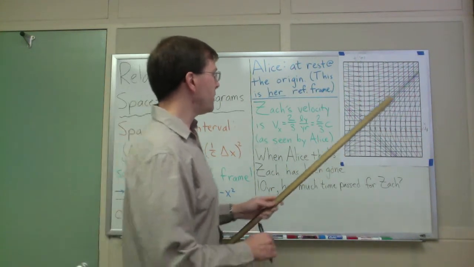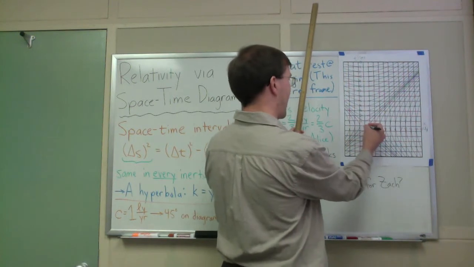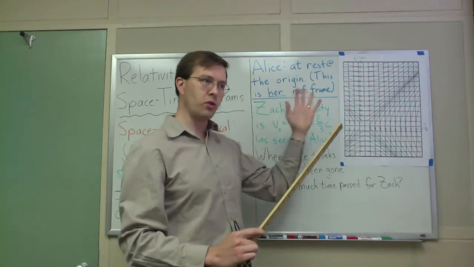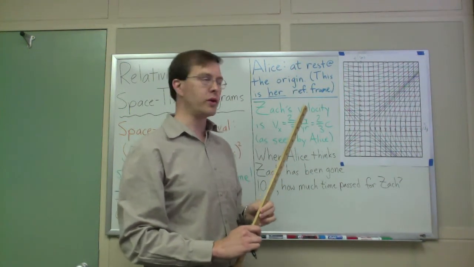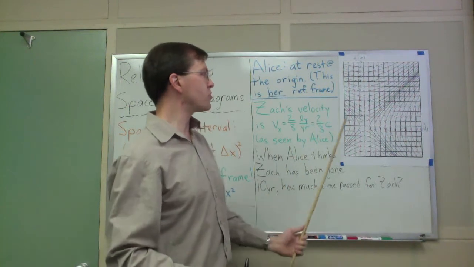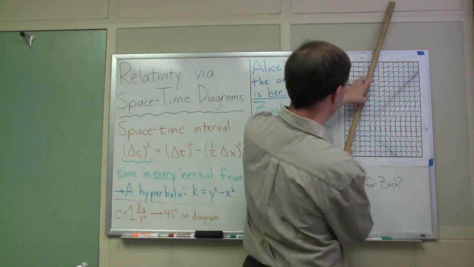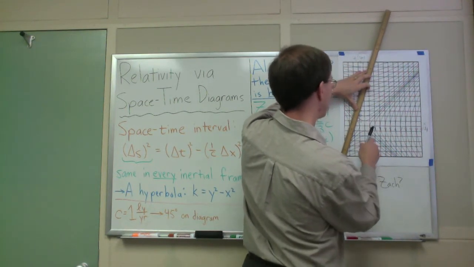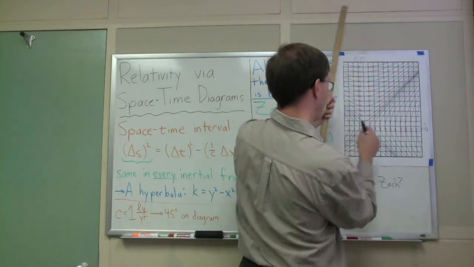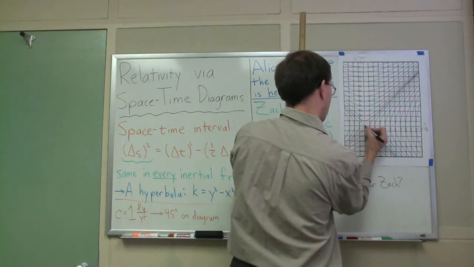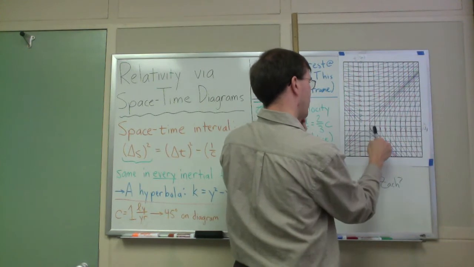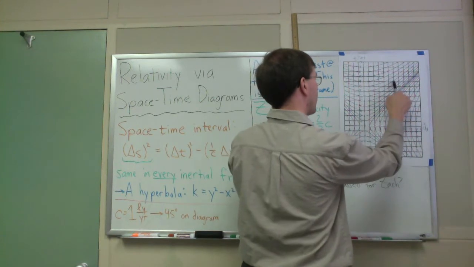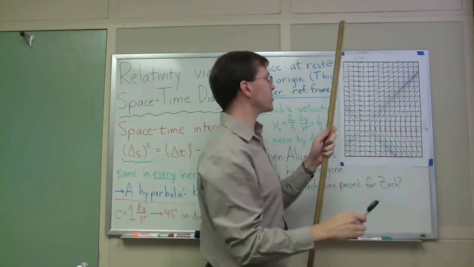The simple thing you do is just say, I'm going to assume that Zach and Alice pass each other at time equals 0 and position equals 0. That's our usual reference point at the origin of coordinates, Alice's coordinates in this case. I'm going to assume they pass each other there, and I'm going to draw a line with slope 3/2. If he starts here at the origin, Zach is going to move 2 light years for every 3 years. 2 more for every 3, 2 more for every 3, 2 more for... You get the idea. 2 light years for every 3 years.